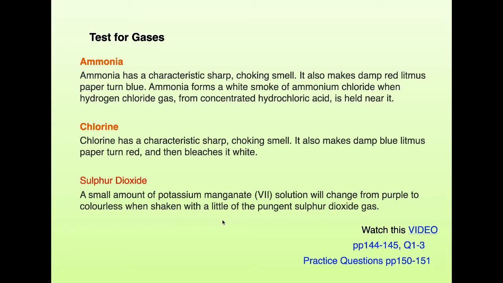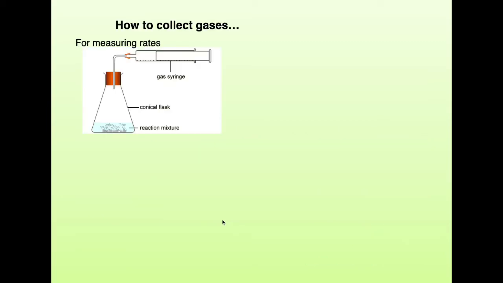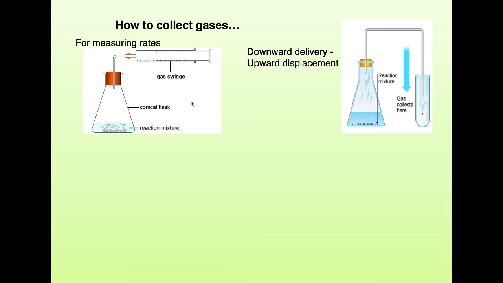Now, before we finish, let's just remind ourselves of how we've collected gases in the lab. So when we did reaction rates, we collected gases like this, and we could measure how much gas was produced after a certain time. So this is another way of collecting gases. The gas that's produced is inside the syringe. So if this was hydrogen gas, it would be inside the syringe. So we can use a gas syringe to collect gases. But there are other more traditional ways.